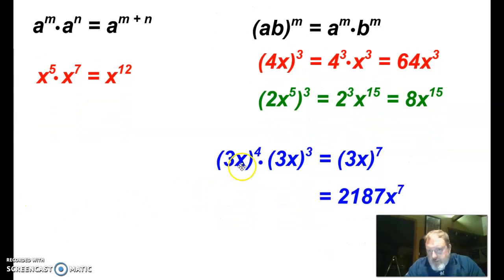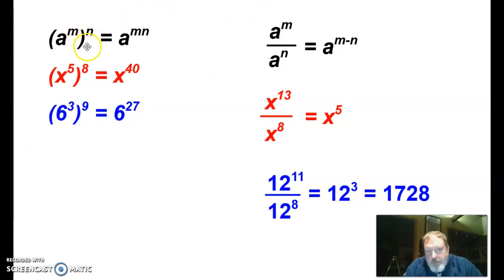Last one here, you see the same base again, so we add exponents, so 3x to the 7th. 3 to the 7th is 2187, and x to the 7th. So this is kind of a combination of these two properties, which is why it's on this page.